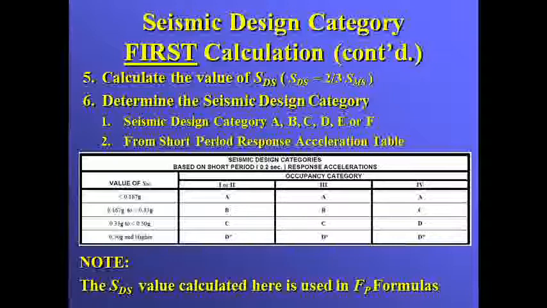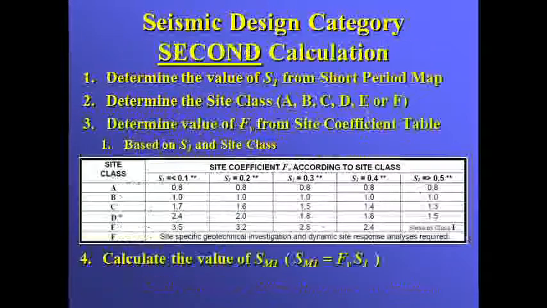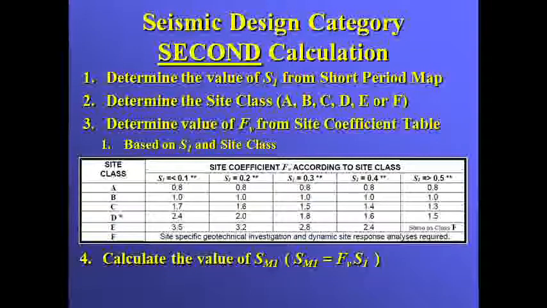Note that the value of S sub DS calculated in step 5 is used here and in the F sub p formulas that are used to calculate the horizontal and vertical earthquake loading. The second seismic design category calculation is required in order to determine which calculation has the higher seismic design category letter code. The higher letter code resulting from the two calculations will be the applicable seismic design category.